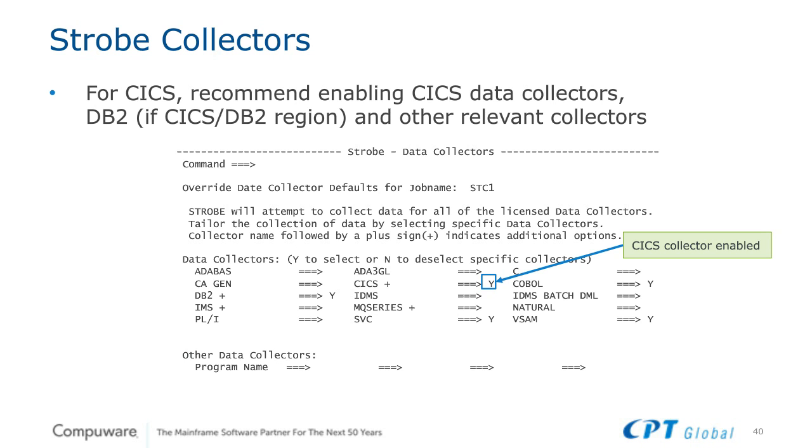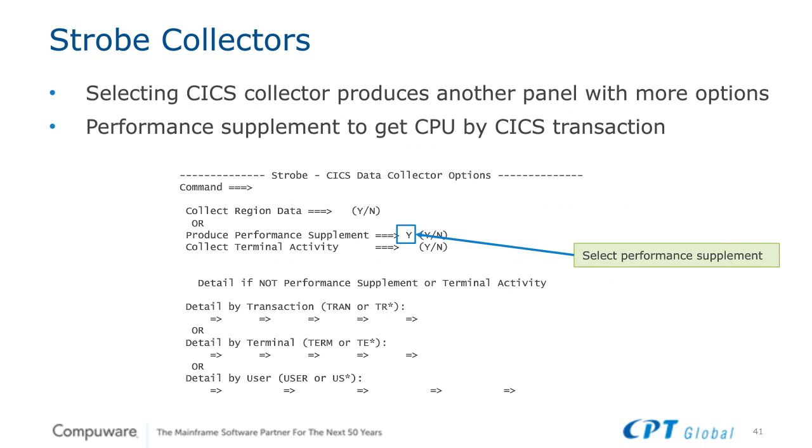Well, actually, CICS is another one of those. I wouldn't call it a special use case, but if you want to collect more information on specific transactions, you might want to visit the CICS data collector. And there's actually 2 different types of CICS profiles. There's what's called the CICS performance supplement, and then there's CICS transaction profiling. The default, if you don't visit this panel, is to do the CICS transaction profiling type of data.